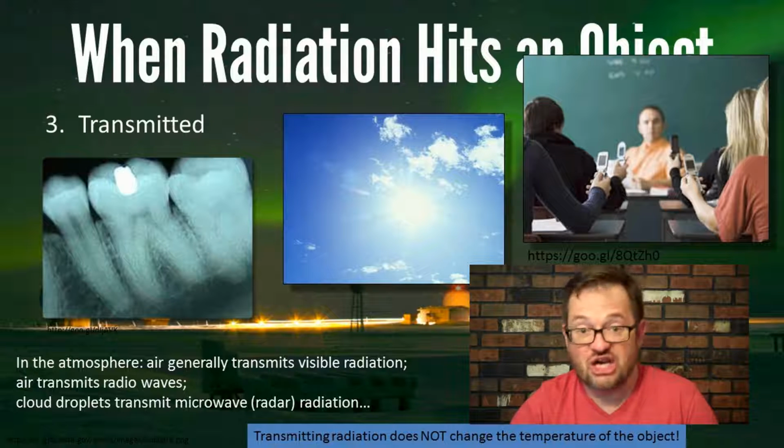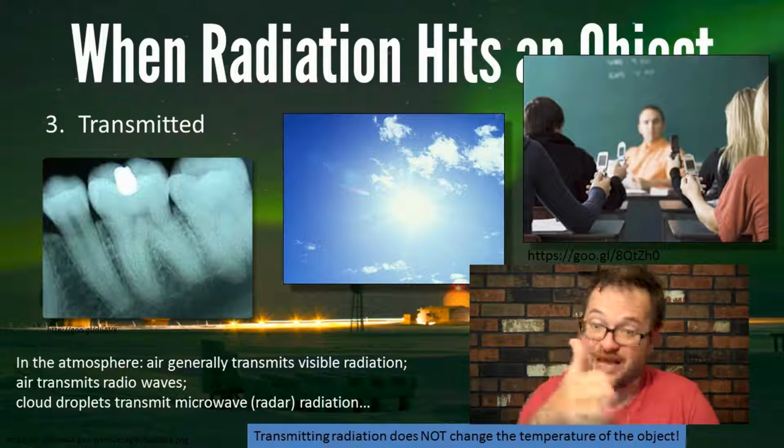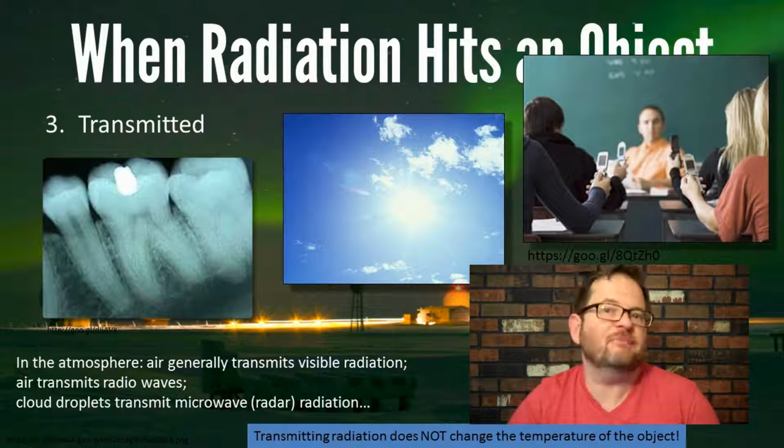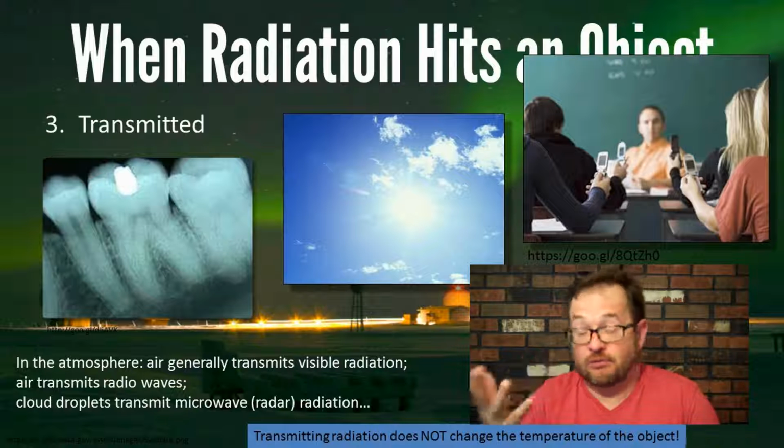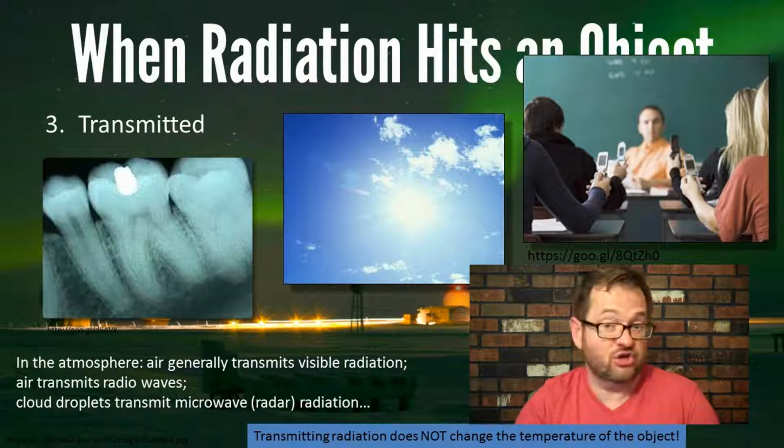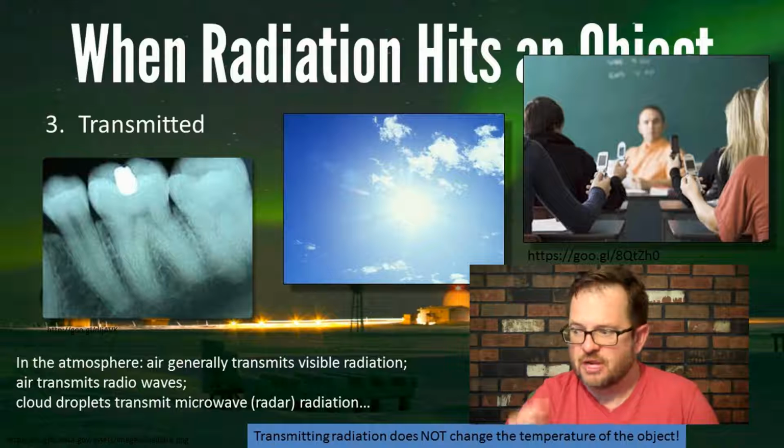Transmitting radiation does not change the temperature of the object that the radiation passed through, and it does not stop the radiation. Now in the atmosphere, of course, we talked about the fact that the atmosphere is pretty good at transmitting visible radiation. The atmosphere is pretty good at transmitting radio waves.